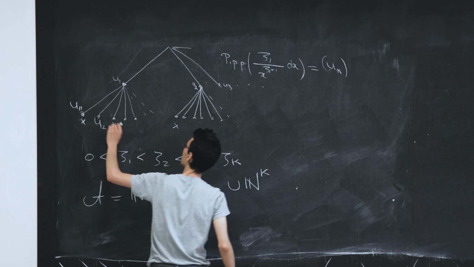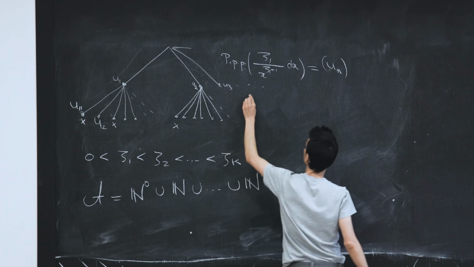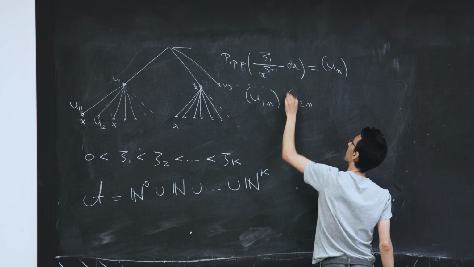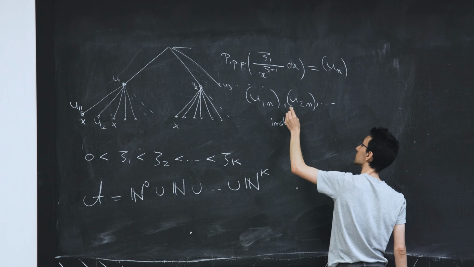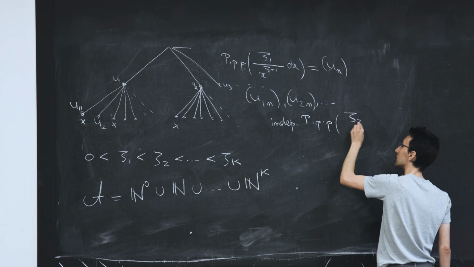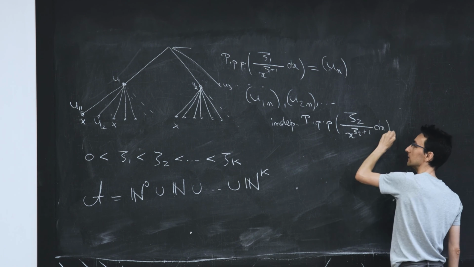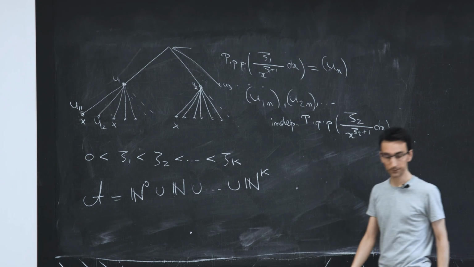So at the second level, I pick u_{1n}, and then u_{2n}, etc., independent, and independent from previous things. Poisson point processes of intensity zeta2 over x^(zeta2+1) dx, etc. And I go down my tree like so. Make sense?